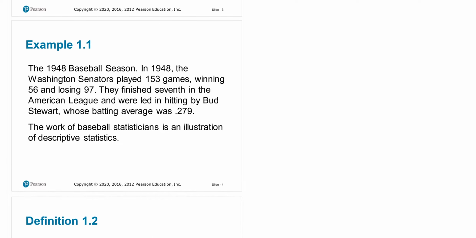Now we need to introduce two extremely important terms, and these terms are the population and the sample. A population is the entire data you are dealing with. So let's say you want to know at ABC College how many people smoke, let's say.